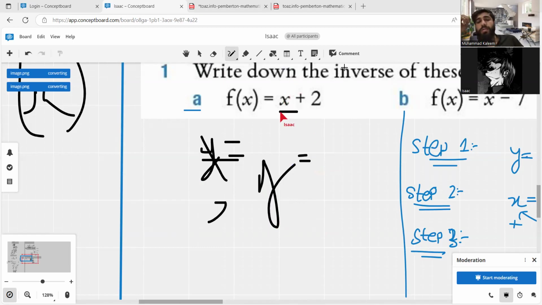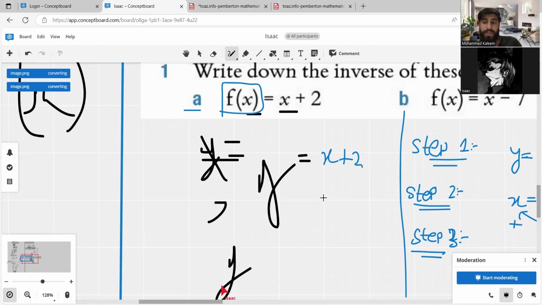Wait, do I change this one to y? In the first step, you just have to replace f of x with y. In the second step, you have to interchange: replace y with x, and x will be replaced by y.